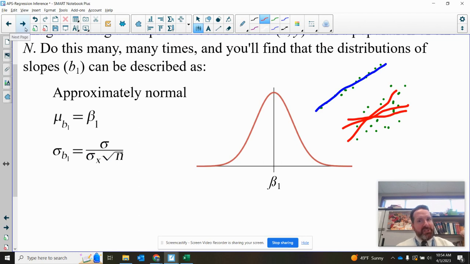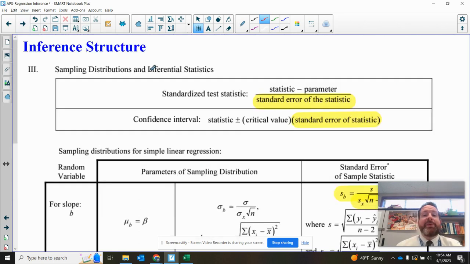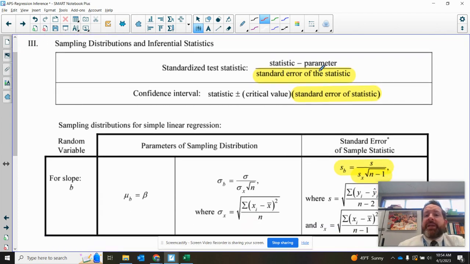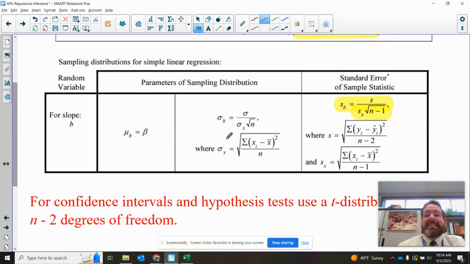Now let's turn it into how we actually do calculations, because in reality, we don't know this. This is a population standard deviation of residuals, which we don't have. This is a population standard deviation of x values, which we don't have. So we instead are going to use standard errors. We're going to approximate sigmas with s's. So standard deviation of the residuals, standard deviation of the x's, sample standard deviations. And notice at the end it just turns into an n-1.